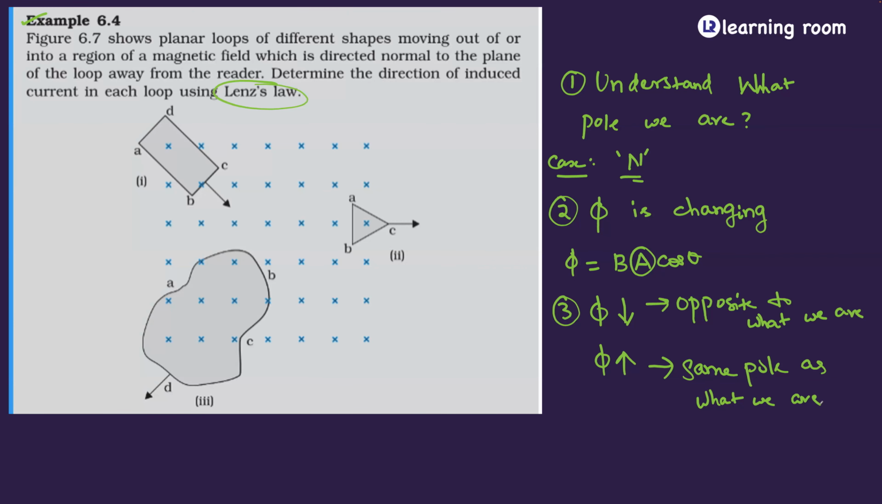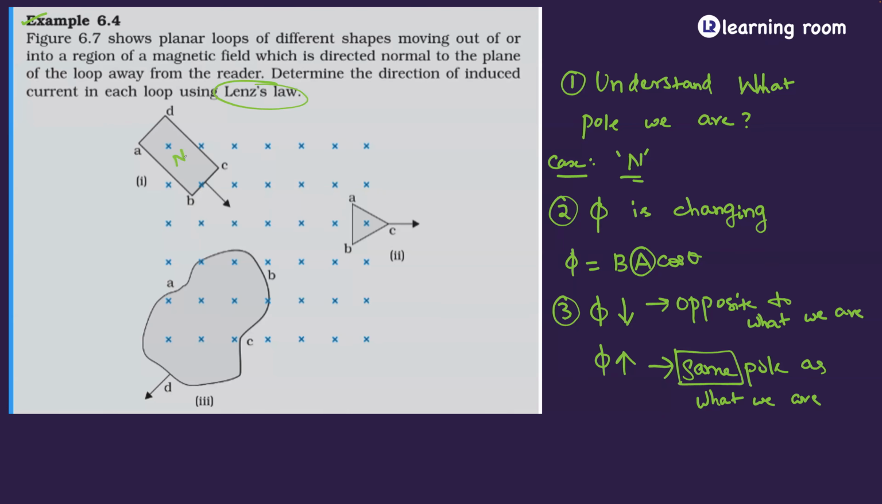So if the amount of flux through this first coil is increasing, it should generate the same pole as what we are. Because what does Lenz's law state? If you move the magnet closer to a coil so that you're trying to increase the flux, then the same pole will get generated. If you try to decrease the flux, the opposite pole will get generated. Since the flux here is increasing, it should generate the same pole as what we are. In this case, we are north pole, which means this will generate north pole.